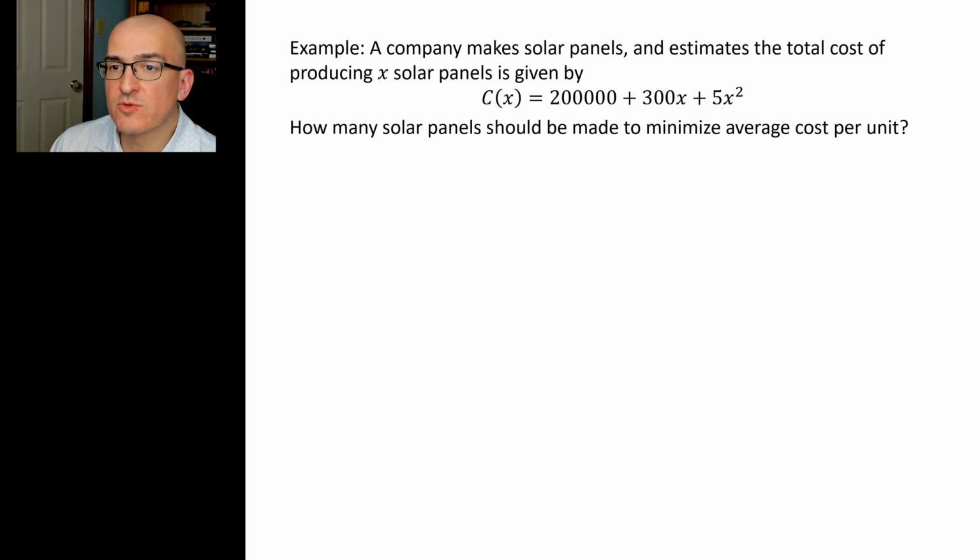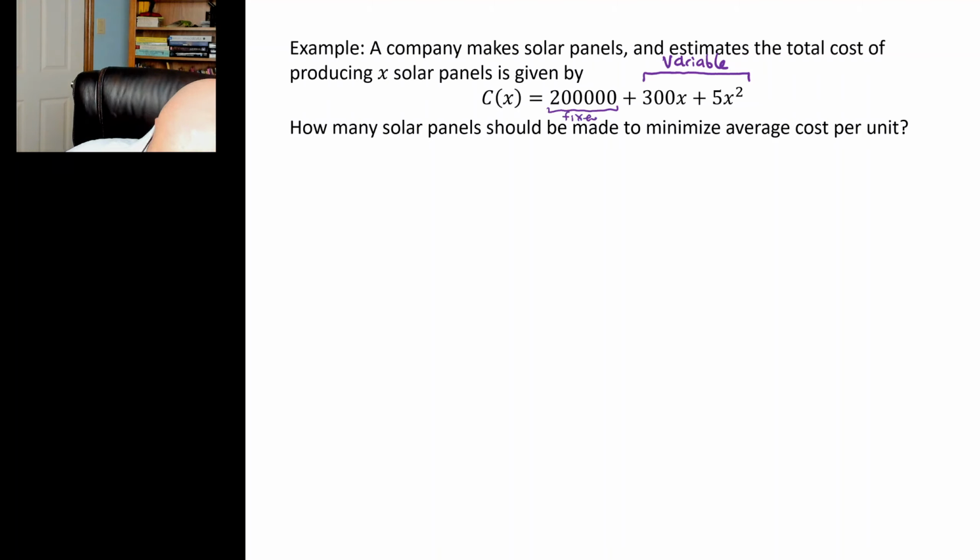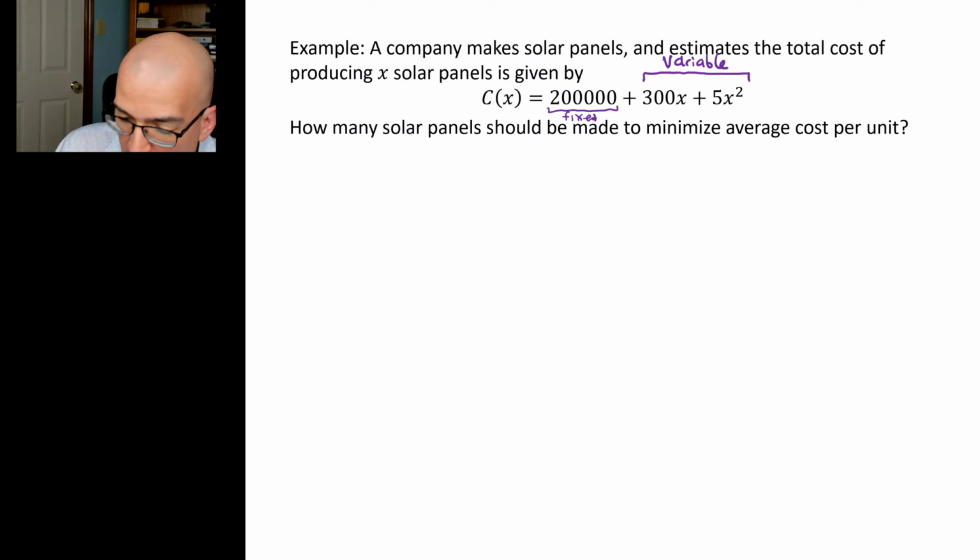So a company makes solar panels and estimates the total cost of producing x solar panels is given by C of x equals the fixed costs, 200,000, plus the variable cost, 300x plus 5x squared. So that's our variable costs. The 200,000 is our fixed. How many solar panels should be made to minimize average cost per unit?